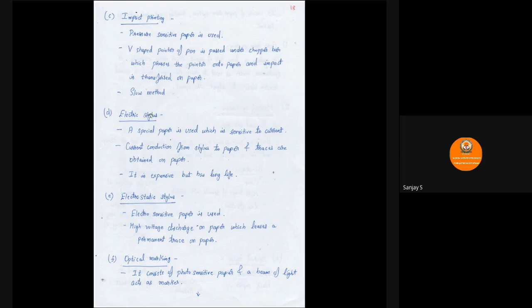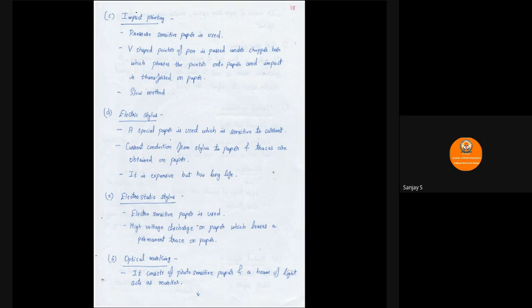Then we have electric stylus. Special electrosensitive paper will be used here. Current will act as a stylus, and traces are obtained on the paper. Paper which is sensitive to current is used as the recording material. Then we have electrostatic stylus. Electrosensitive paper is used. High voltage discharge on paper leaves a permanent trace on the paper. This is a very rare method.